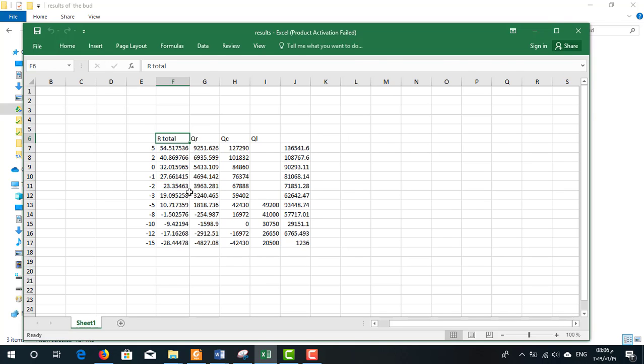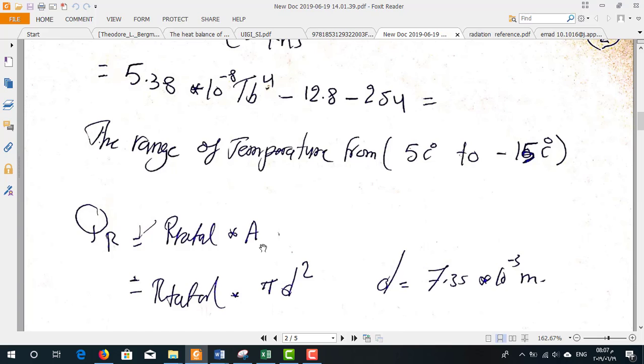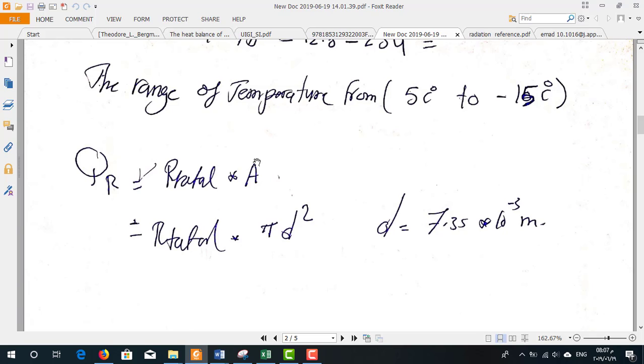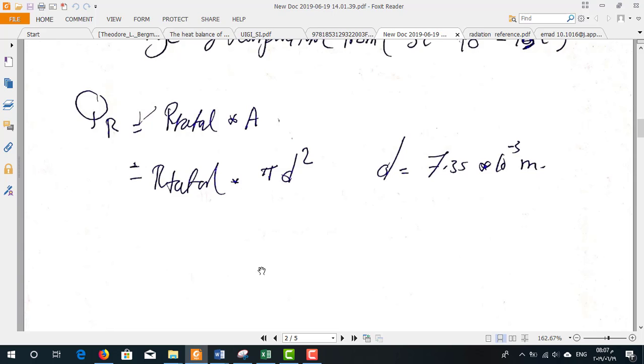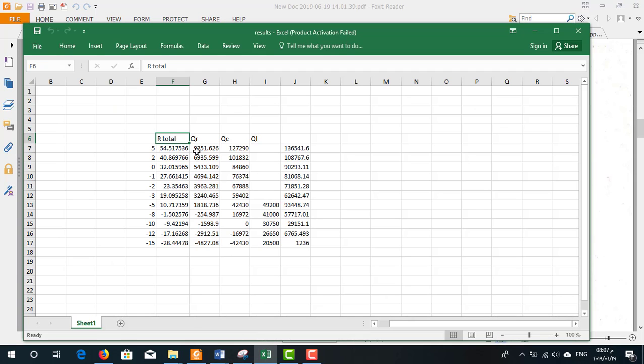That's R total. We must have this relation to have the QR in watt. So we have the surface area of the sphere, which is equal to pi multiplied by the diameter square, and the square equals 7.35 multiplied by 10 to the power minus 3. So we have the final number here for the QR, the Q radiation, or R total, as the total radiation. Okay.